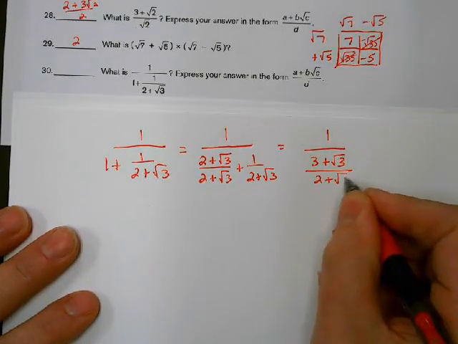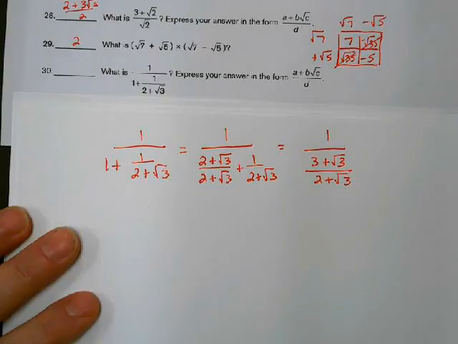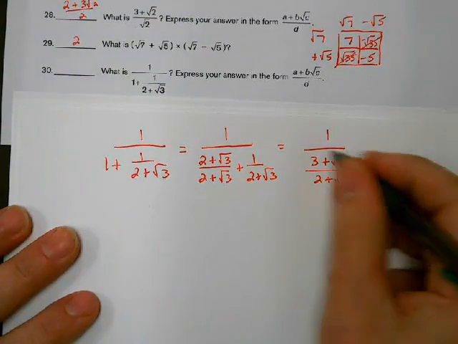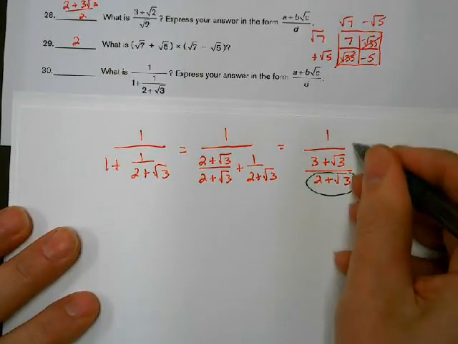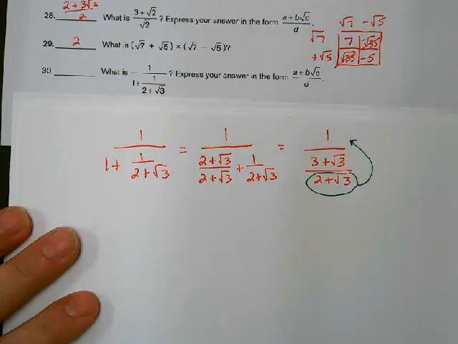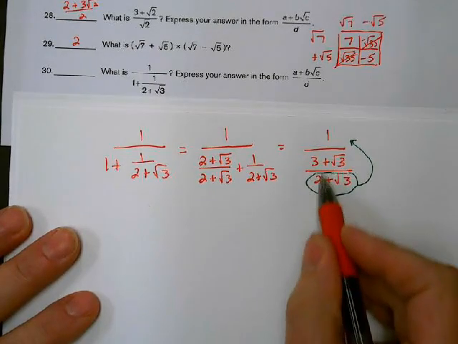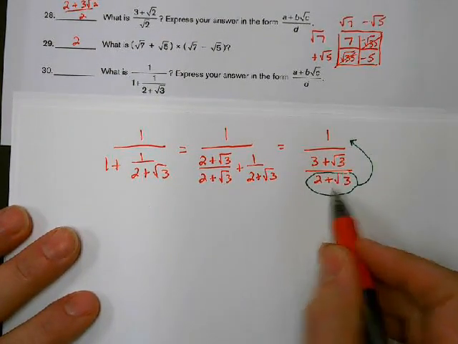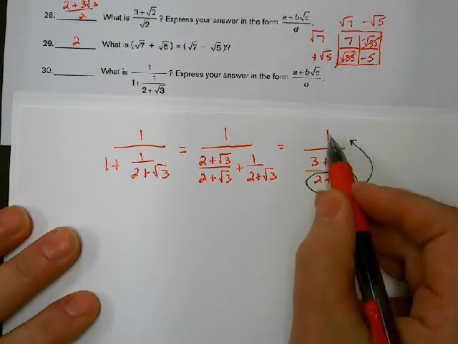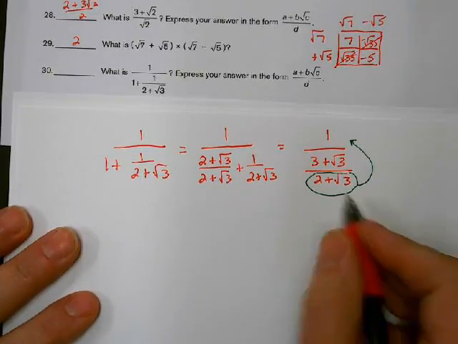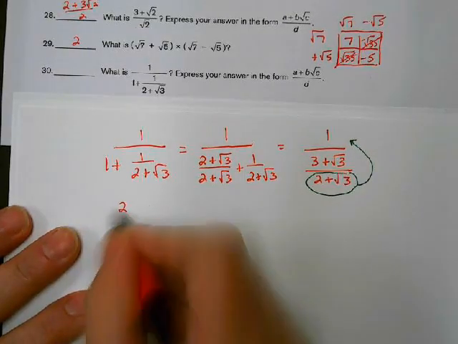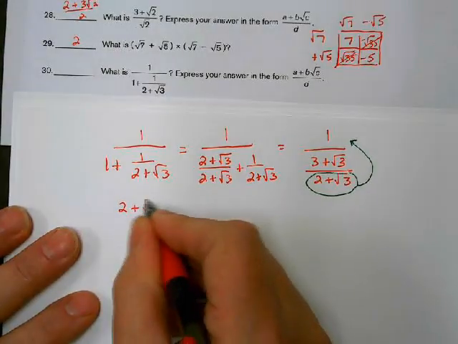Now when you have a fraction inside of a fraction, in the denominator, your denominator would then move to the numerator. So 2 plus root 3, we're going to multiply by the 1 up there, and it's just going to be the same thing. So if you've got a fraction inside of a fraction, the denominators move to the other part. So I'm going to move this to the top, and now I've got 2 plus root 3 over 3 plus root 3.